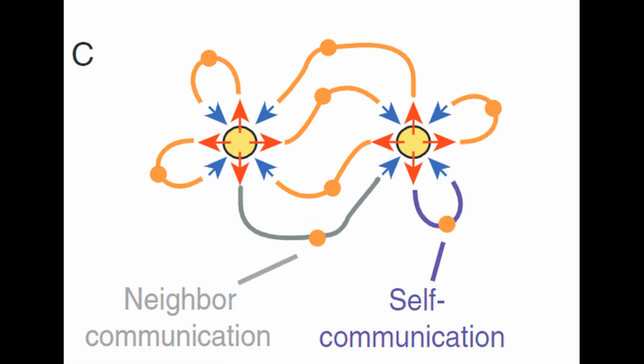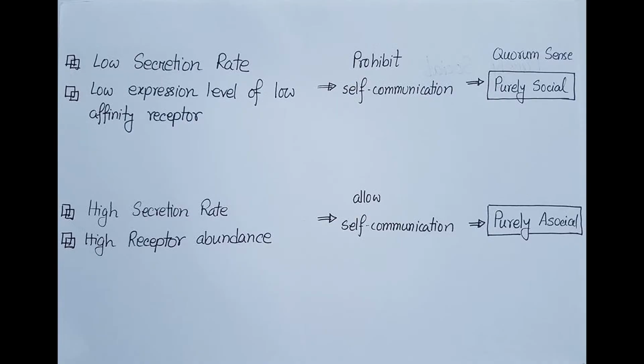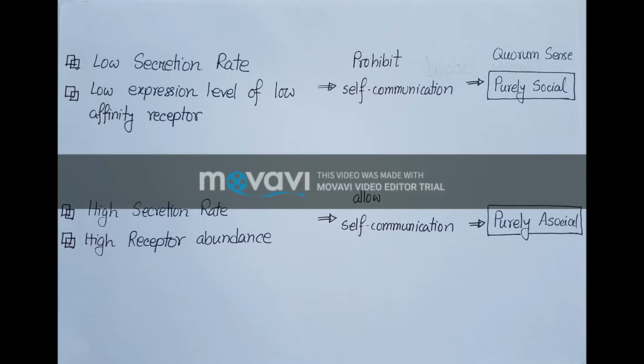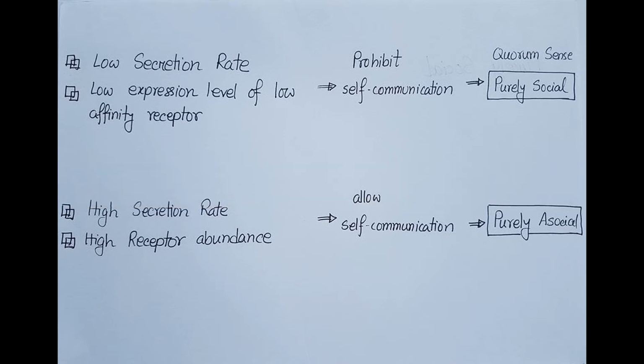The results showed that the secrete and sense circuit motif works in both social and asocial ways. Cells which showed a low secretion rate and a low expression level of low affinity receptor acted that way to prohibit self-communication. For example, in quorum sensing, we can see this kind of example. So these cells are considered as purely social.